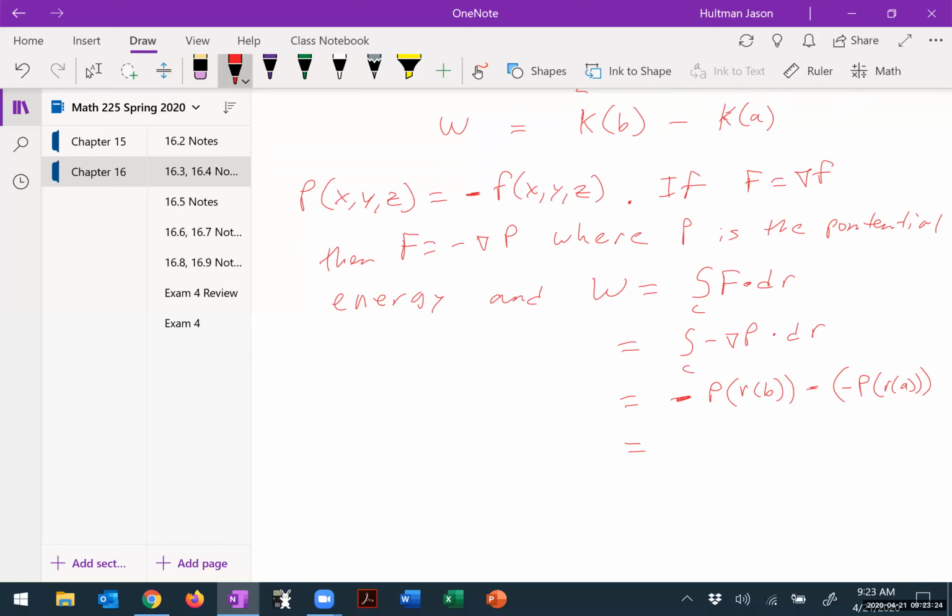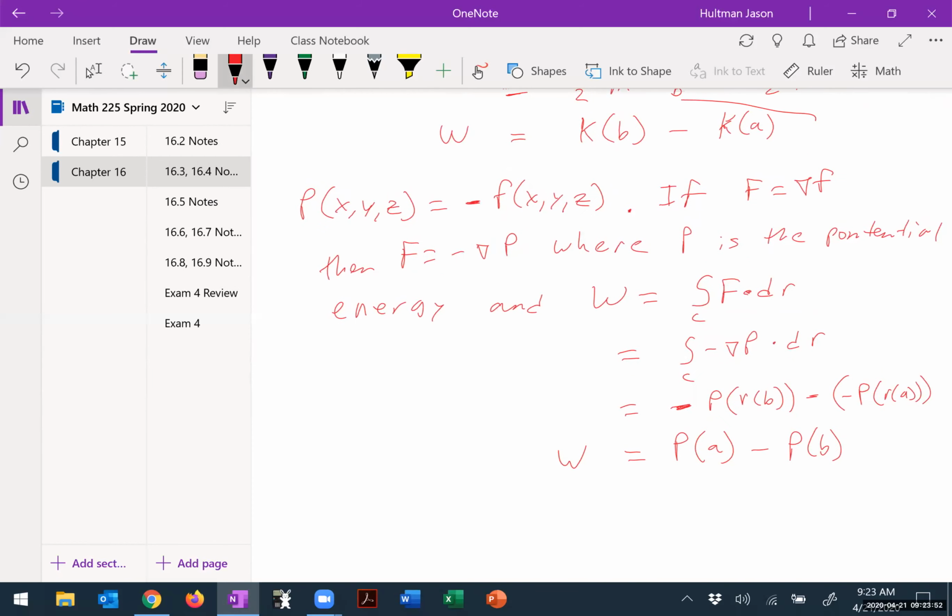Okay, so combining the negative here and reversing the order, I'm going to get P evaluated at A minus P evaluated at B. And so what is that? That's, again, the work done. So let's set these two equal to each other. Let's set the kinetic energies equal to the potential energies.